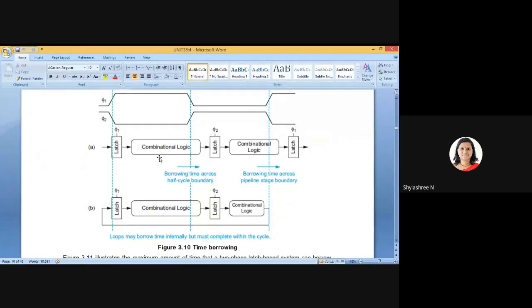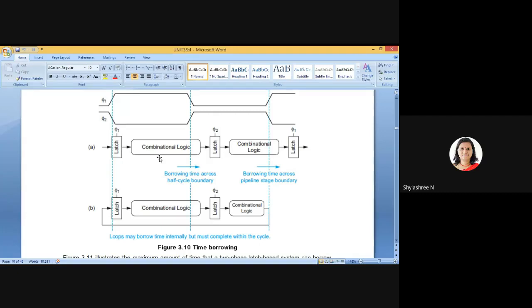So phi 2 is going to ask phi 3, phi 3 is going to ask phi 4, phi 4 is going to ask phi 5. Phi 1 and phi 2 come under one clock cycle. Phi 3 and phi 4 come under the next clock cycle. Are you getting it? Yes, ma'am. You can keep on asking for time from the next half cycle. Are you getting it? Yes, ma'am.